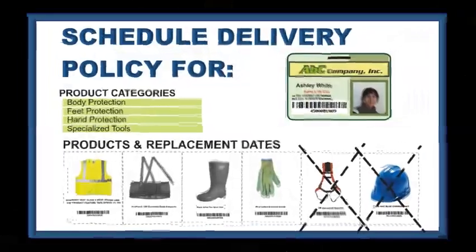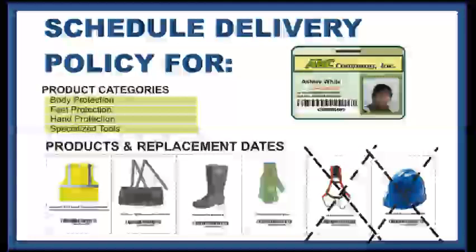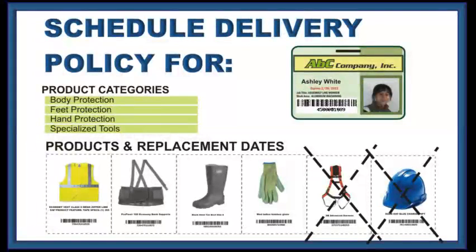You create a delivery schedule policy for each employee with all the product categories by setting the type of products they need to perform their everyday work safely. You are also setting up the replacement date for when safety equipment needs to be replaced. The software gives a projected schedule to purchasing to keep a smooth flow of supplies for the employees.